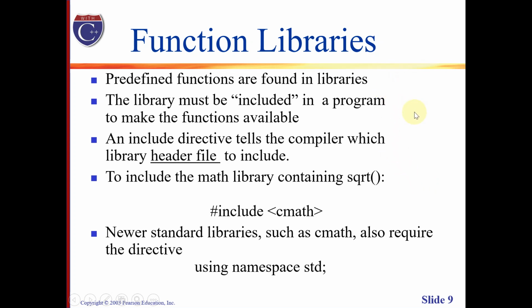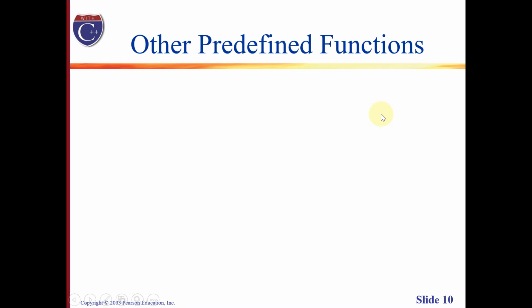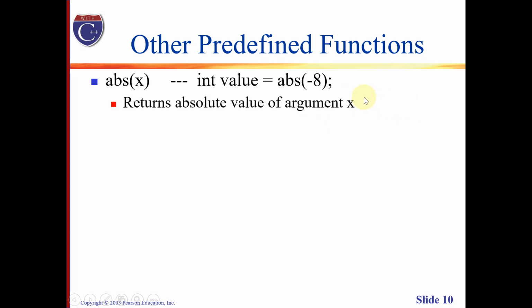We also have some other predefined functions. Actually, there's a lot of predefined functions in C++ aside from what we've seen a while ago. In addition, we also have the following. What it does is it returns the absolute value of argument x. Also, predefined functions which require arguments also require a certain data type for their required argument.